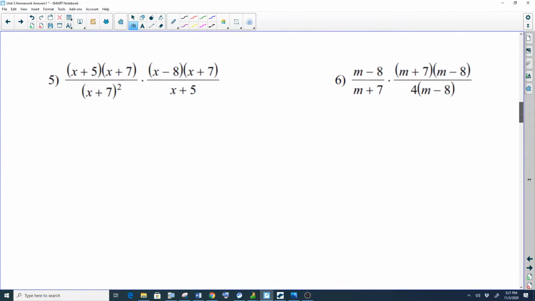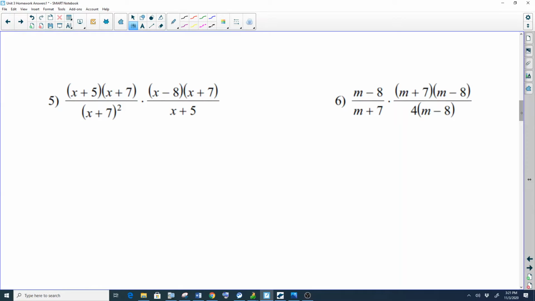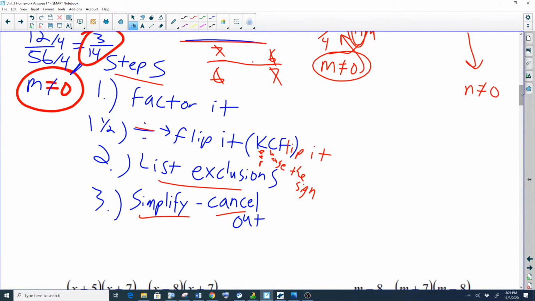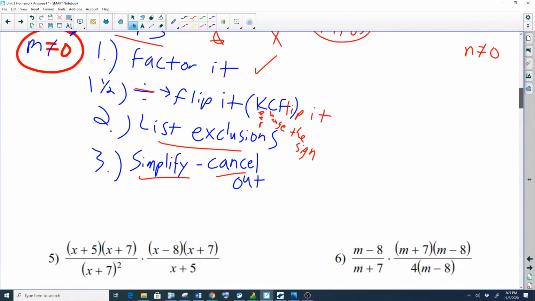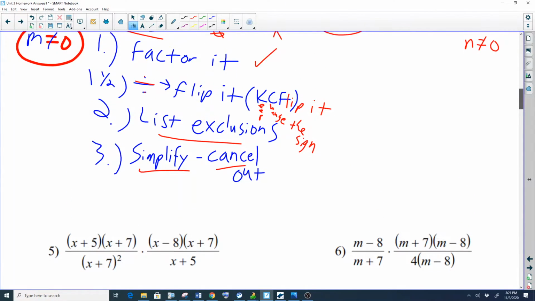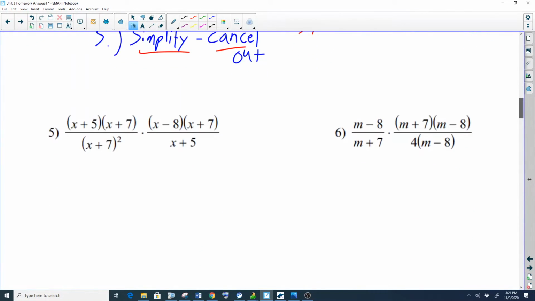Okay, now when you get to these problems, you want to list the exclusion. It's already factored out. Remember the steps? So factor it. This is especially important on the back side. So factor it. And then we're going to flip it, list exclusions, simplify, cancel stuff out. Well, it's already been factored. Do we need to flip it? No, because it's multiplication. But we can list the exclusions and cancel stuff out.